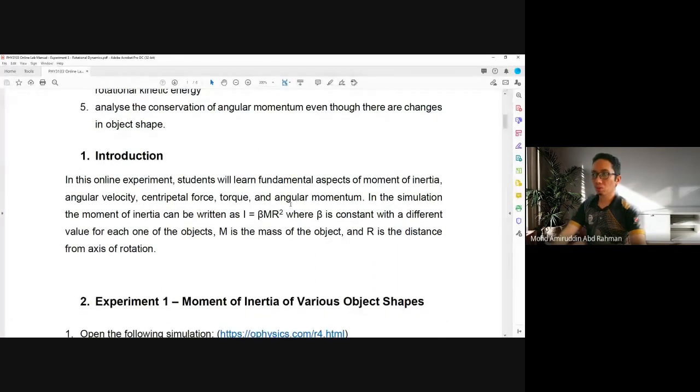So you have learned about the fundamental concept of moment of inertia, all right? Angular velocity, and then you will also have the centripetal force, torque, and angular momentum. The moment of inertia, in the general form, can be written in terms of beta, m, and r squared. Beta is a constant. For example, for the rod you have 1/12, or 1/3, that's beta. And then you also have m, which is the mass, and r is the distance from the axis of rotation.